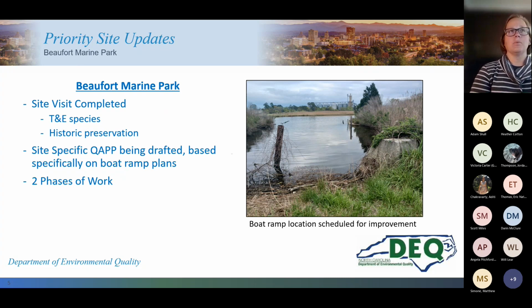This one actually had a phase 1 environmental site assessment already conducted, which is why we were able to start directly with a work plan. What we did was the consultants did a site visit to confirm the conditions were similar to what the phase 1 had said. It was a few years old, but the historic data is still valid. They were also able to do their threatened and endangered species and historic preservation reviews.